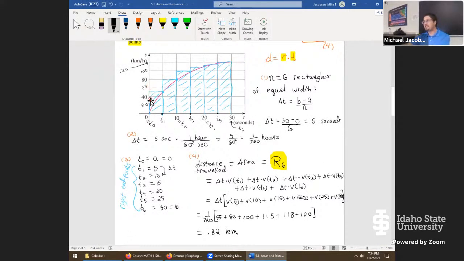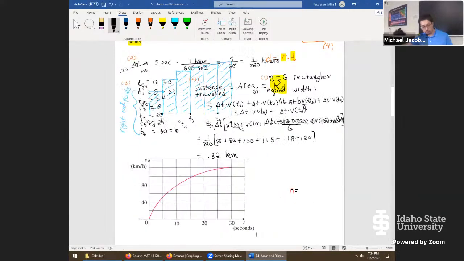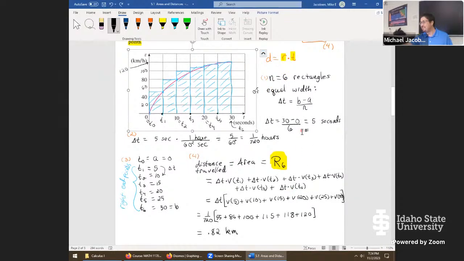Let's mention here that all of these areas that we just calculated came out to, ooh, don't do that though, let me Control Z that. It came out to 0.82 kilometers, but it was an overestimate, right? We overestimated on every rectangle. It just got less bad as we moved on. So let's just mention here, this is an overestimate.